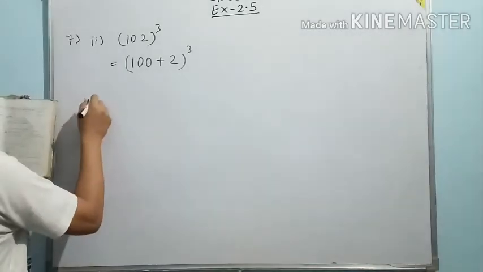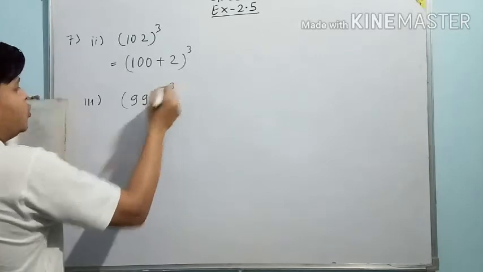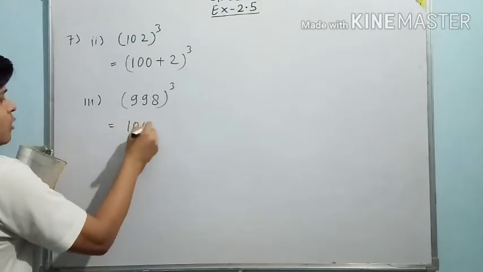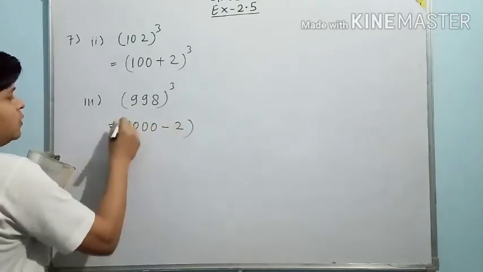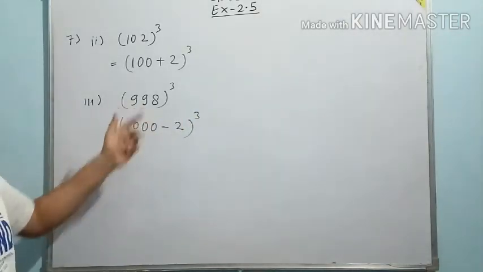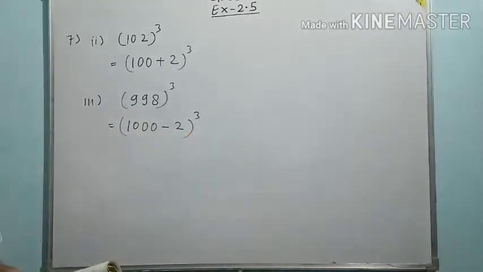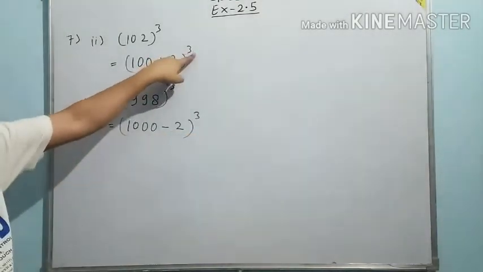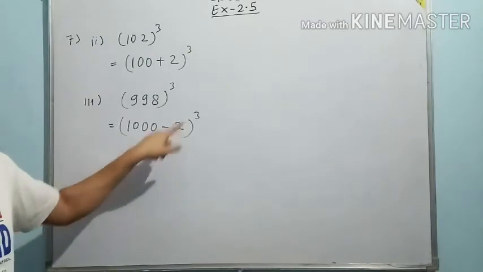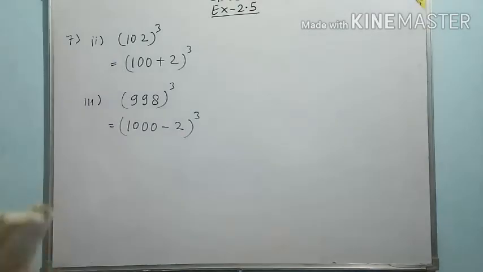Similarly, the third part is 998 whole cube. So you can write this as (1000 - 2) whole cube, as we all know 1000 minus 2 is 998. So here also you can put (a - b) whole cube. For the second part you will use (a + b) whole cube, and for the third part you will use (a - b) whole cube. And when you put the identity, you will be able to solve both parts of this.